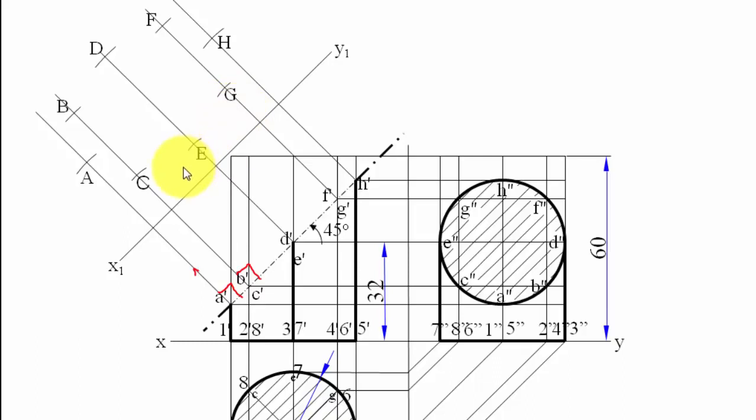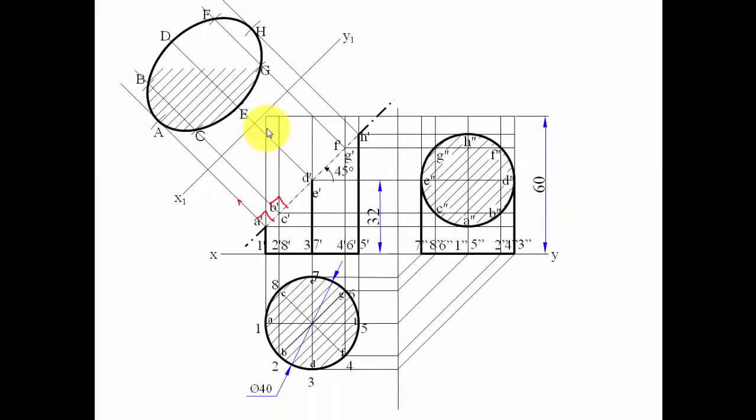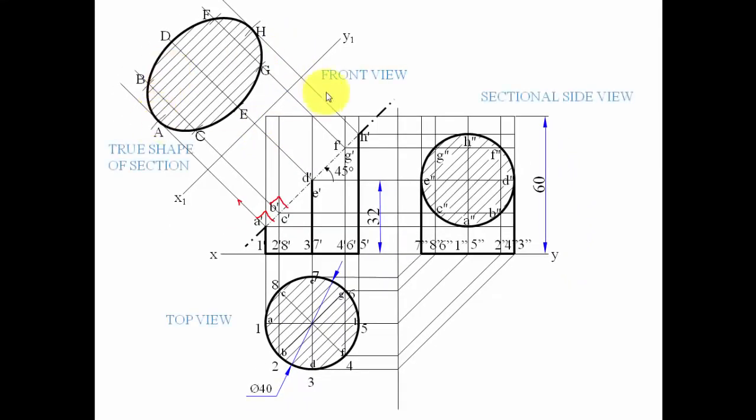And finally, when you join all these points in proper sequence with the help of a smooth curve, you're going to get the true shape, which in fact is nothing but an ellipse, and hatching of that portion also has to be done, something like this. All right, and this is what you call the true shape of the section. This is front view, sectional side view, and top view.